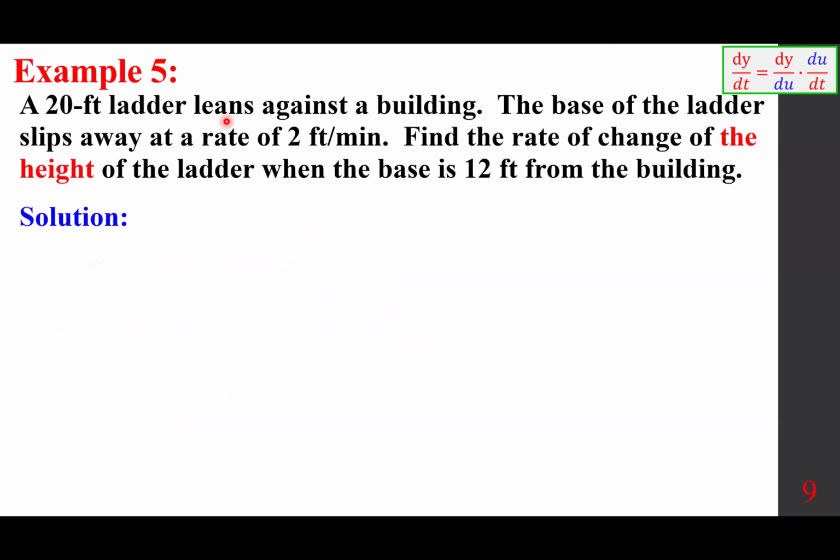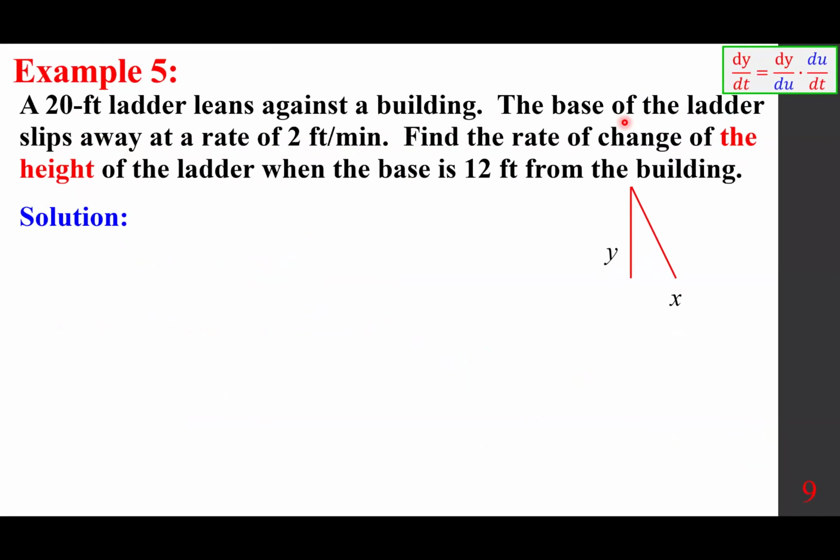A 20-foot ladder leans against a building. The base of the ladder slips away at a rate of 2 feet per minute. Find the rate of change of the height of the ladder when the base is 12 feet from the building. You have to have a drawing. You have to have a setting and define your variables.